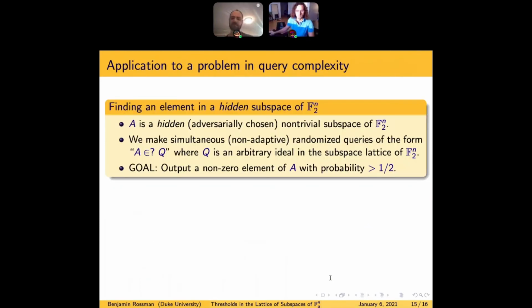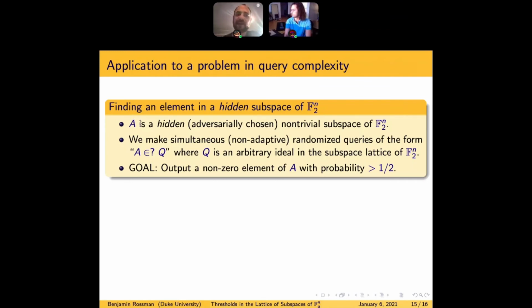Okay, and finally, I'll mention an application of this result to a problem in query complexity. This is the problem that was actually studied in that paper with Kawachi and Watanabe, and this is what led us to study this question in the first place. So here's the problem. We want to find a non-zero element in a hidden subspace of F_2^n.